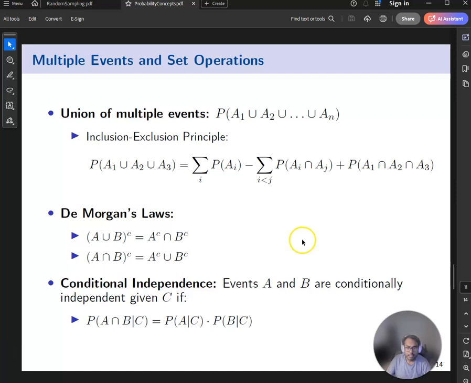And last is conditional independence, where events A and B are conditionally independent given C if knowing that both C and A occurred doesn't change the probability of B compared to just knowing C has occurred.